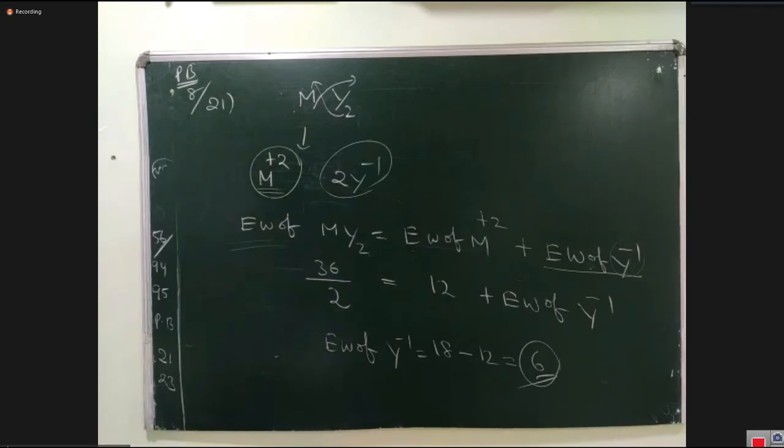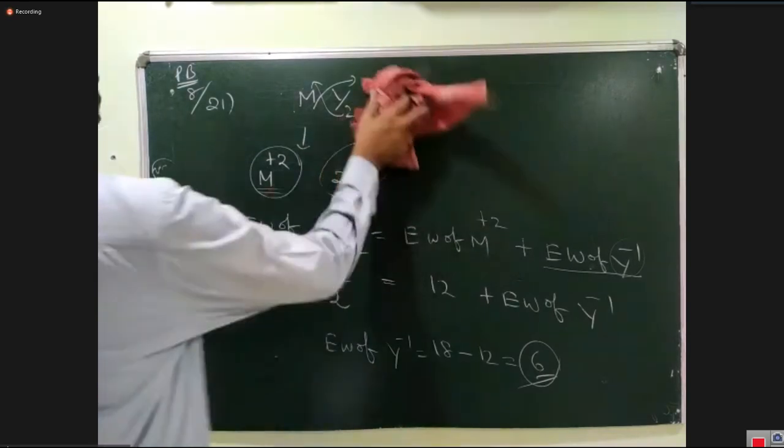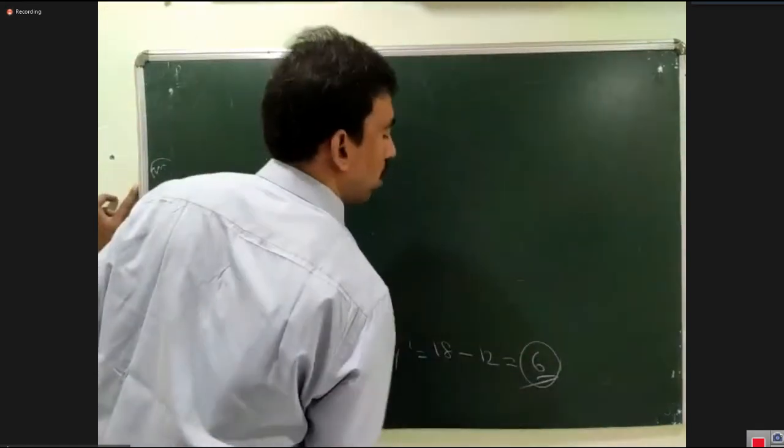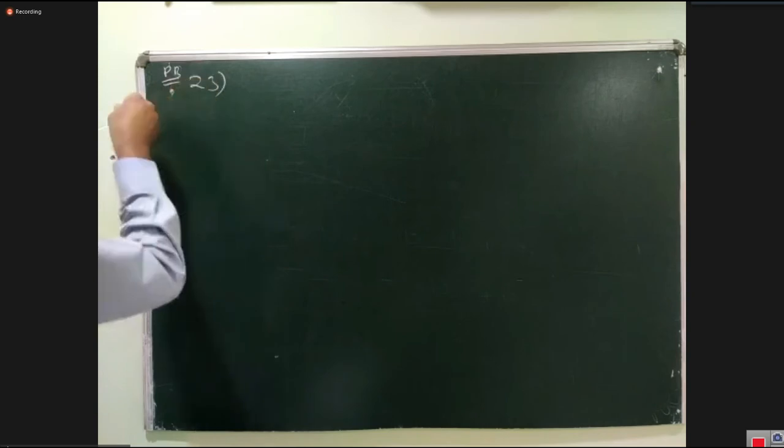Now question number 23. One mole of chlorine combines with a certain weight of metal giving 111 grams of its chloride. The same amount of metal can displace 2 grams of hydrogen from the acid. The equivalent weight of the metal is? Practice book 23, page number 8.